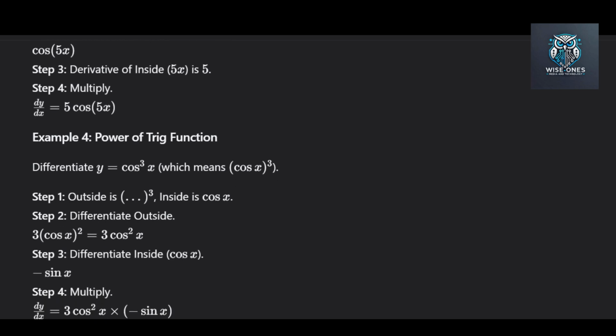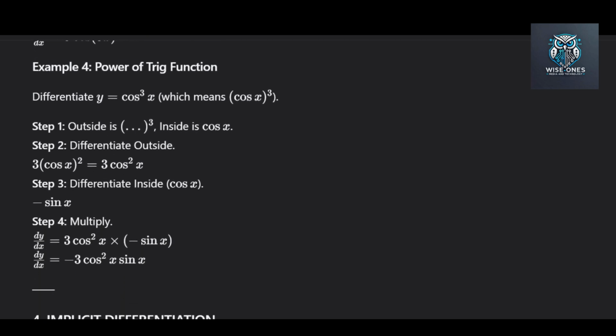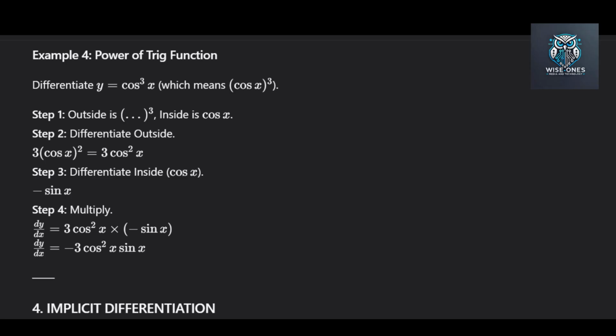Power of trig function. Differentiate y equals cosine cubed x. This looks tricky, but cosine cubed x means open bracket cosine x close bracket to the power of 3. So the outside is power of 3. The inside is cosine x. Step 1. Outside is open bracket ... close bracket to the power of 3.